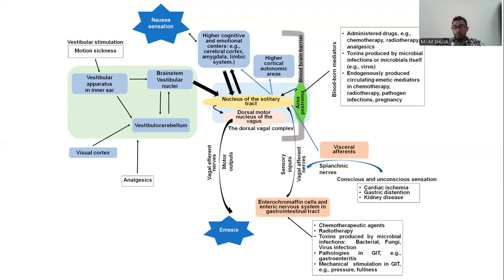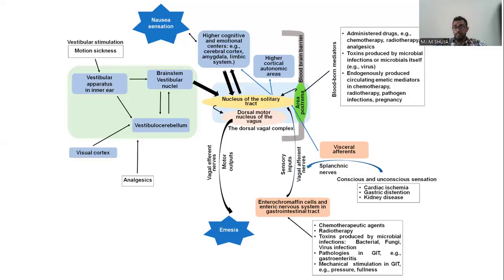This includes important areas such as the nucleus tractus solitarius, the dorsal motor nucleus of the vagus, and the area postrema. These brainstem areas receive information from different sources and coordinate the vomiting reflex. One important input comes from the gastrointestinal tract. That is very important.